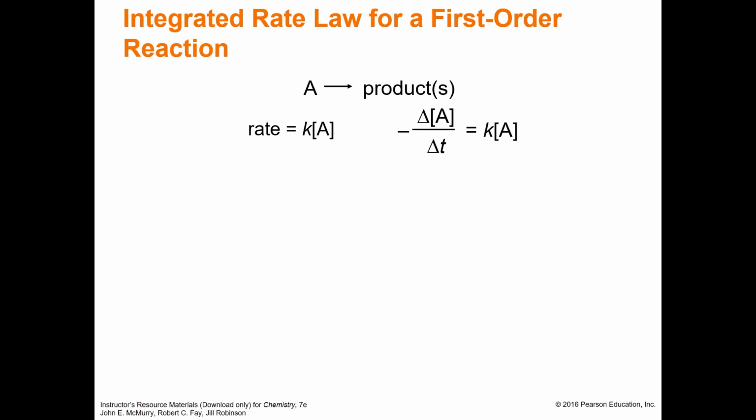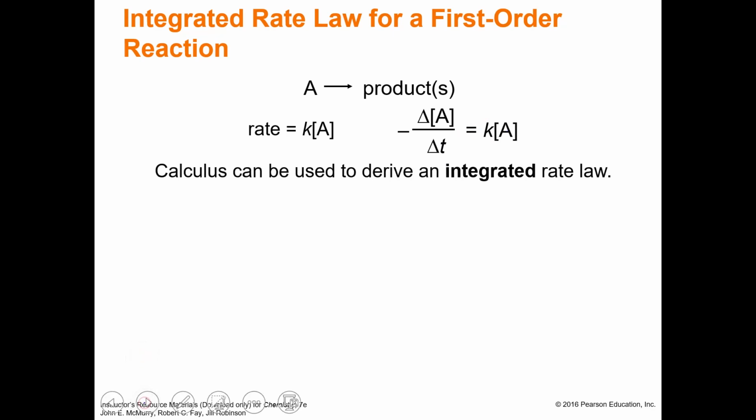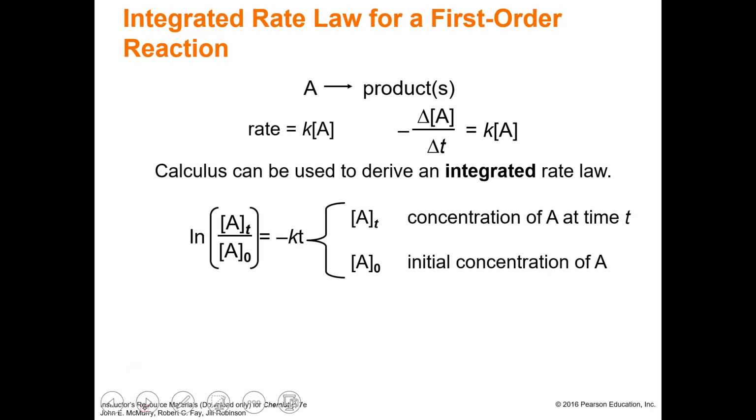So now let's talk about our first order reaction. So we have our reactant A that forms some product, and we're not going to worry about the products because rate laws are always based on the reactants. So the rate is equal to the rate constant times the concentration of A, or we can express this as the negative of the change in the concentration of A over change in time is equal to the rate constant times A. So again, we can derive an integrated rate law, and I'm not going to go through the derivation. We'll just look at the actual integrated rate law.